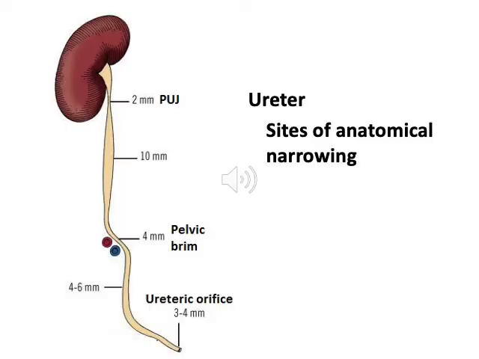Here also you can see the three main constrictions of the ureter: near the ureteric orifice, pelvic brim and pelvic-ureteric junction.